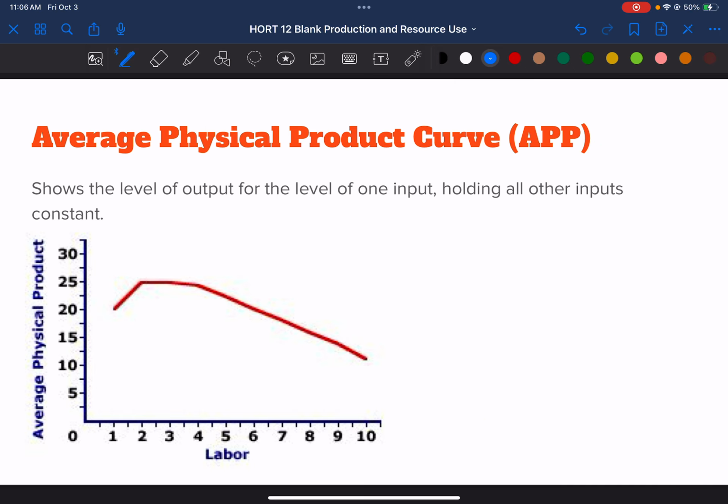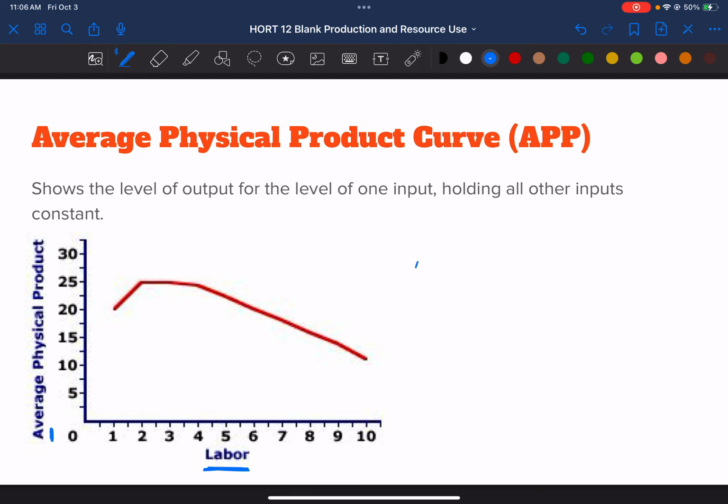And then the average physical product curve is the last curve we'll look at in this one. And it shows the level of output for the level of one input if you hold all other inputs constant. So we're just looking at labor on this one. So in this graph on the x-axis, we have labor, and our units could be number of laborers or it could be hours of labor. And then on the y-axis, we have the average physical product. So this is the average amount, the average number of units produced for each unit of labor.